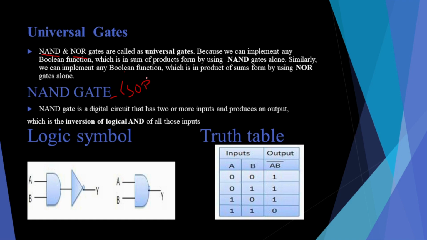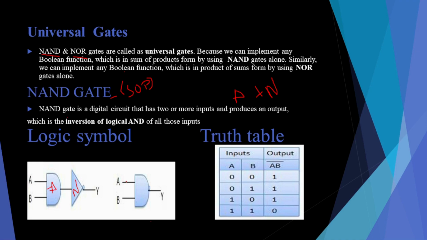Okay. So NAND gate is a combination of AND gate and NOT gate. So NAND gate is the combination of AND plus NOT gate. Here I will mention the logic symbol. This is the AND gate symbol and this is the NOT gate symbol. So finally the logical symbol of NAND gate is the AND gate with a bubble.